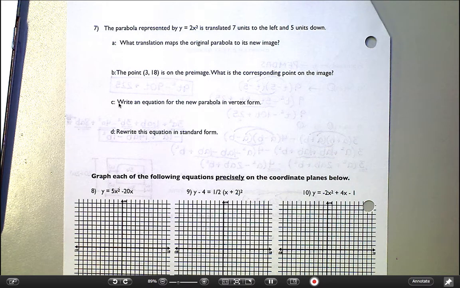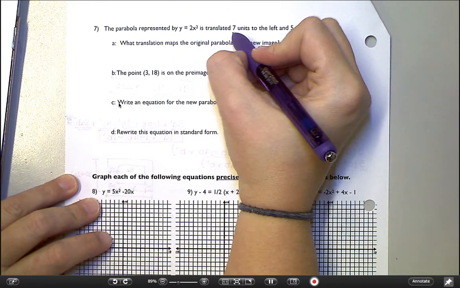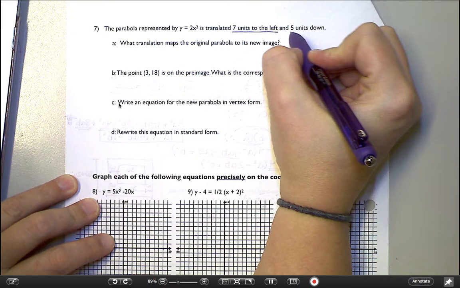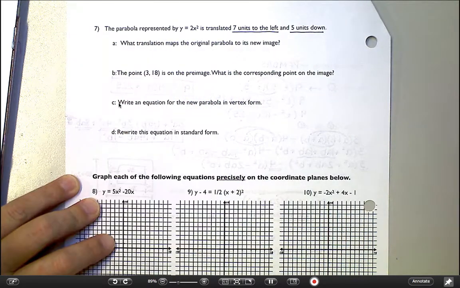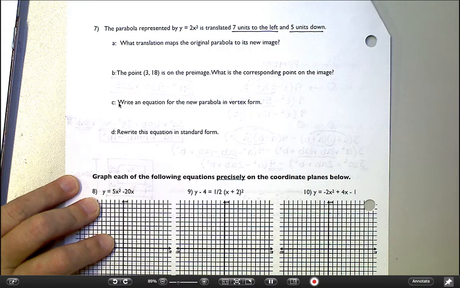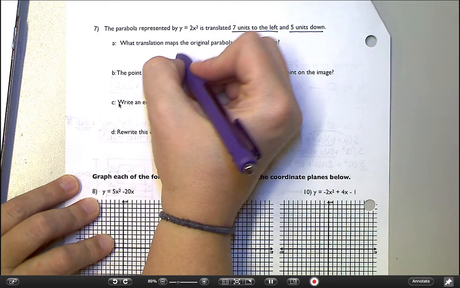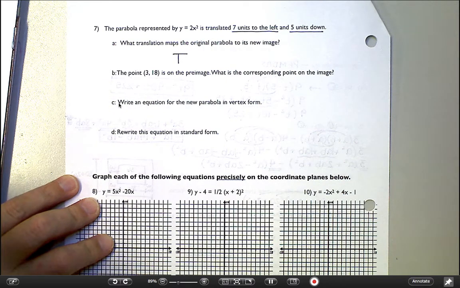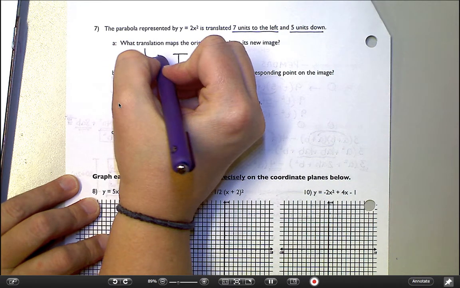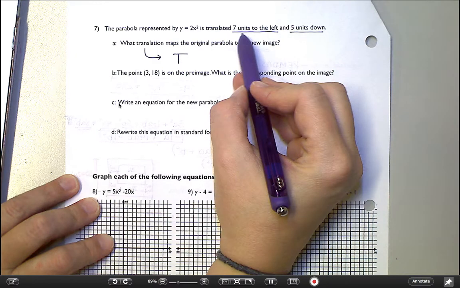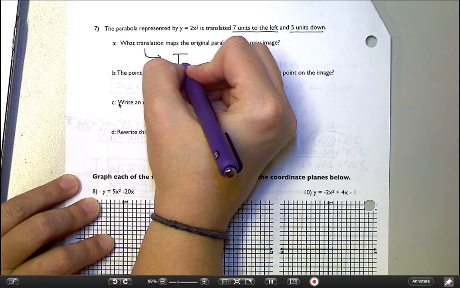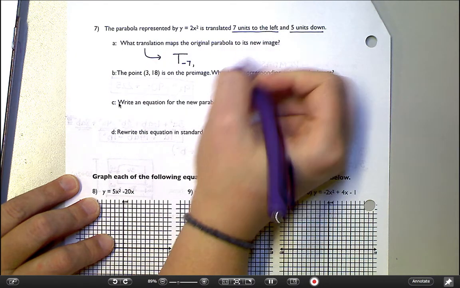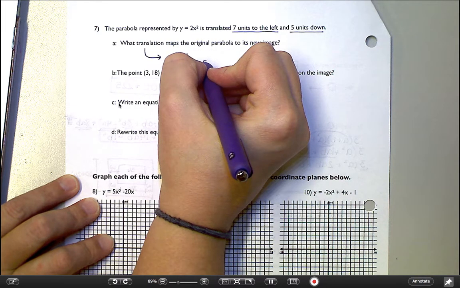So number 7 says the parabola represented by y equals 2x squared is translated 7 to the left and 5 down. So first I just want to know what translation would perform that. How would we write that in translation notation? Remember with translations we always use a T. And then 7 to the left would be a -7, and 5 down would be a -5.